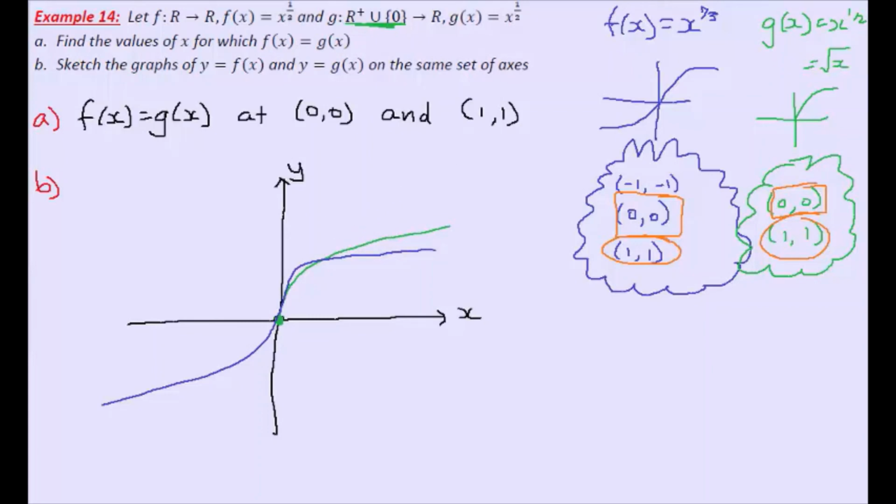And this point here where they meet, which I'll mark here, that is my point at 1, 1. And the other point that they both go through is the origin. And there's my sketch graph. Remember always when we sketch these graphs, we should label them. So my green graph, my square root, that's g of x. And I could write g of x equals root x if I wanted to, or x to the half. And my blue graph is f of x, or f of x equals x to the third, or the cube root of x. And that's how I answer that question fully.